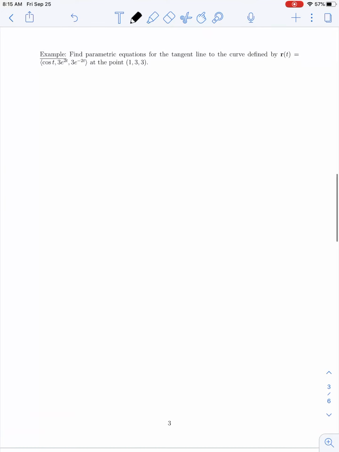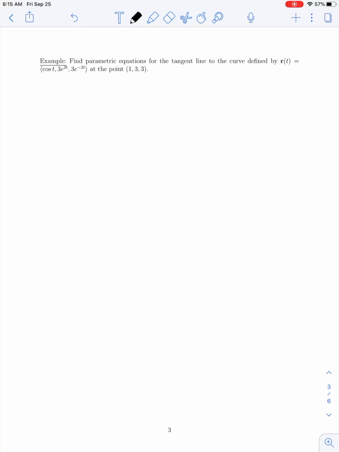So let's look at another example. This sort of problem is very similar to problems that you saw in your Calculus 1 course for curves in the plane. So this is a tangent line problem. In Calculus 1, we often asked what is the equation of the tangent line to a curve in the plane at a particular point. Here, we're going to ask the same question, but for a space curve, that is a curve in 3 dimensions. So here we are asked for parametric equations for the tangent line to the curve defined by r of t, whose components are given, at the point 1, 3, 3.